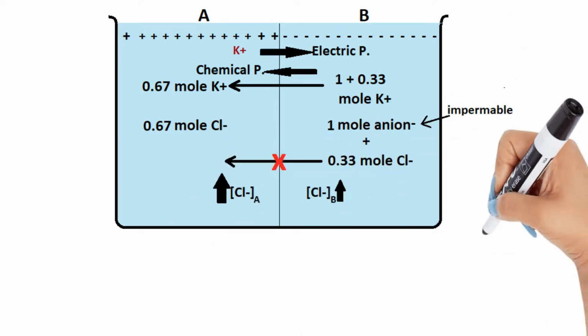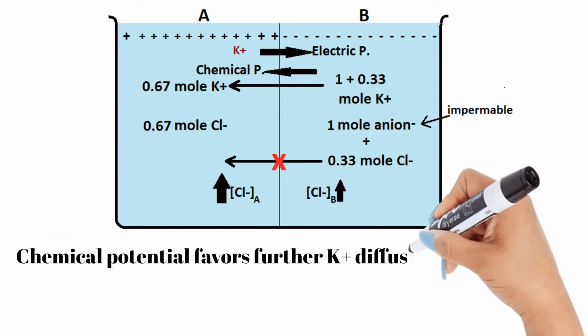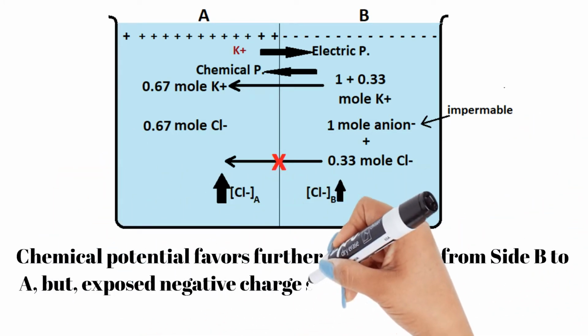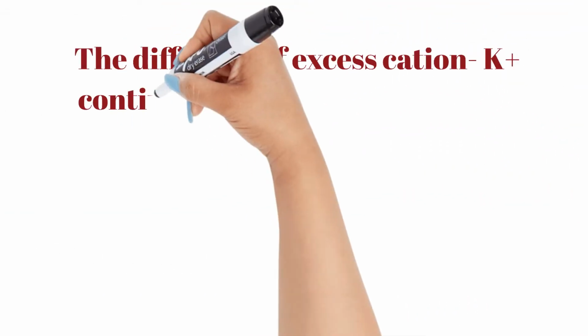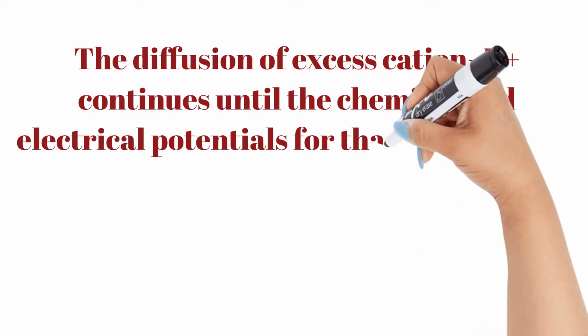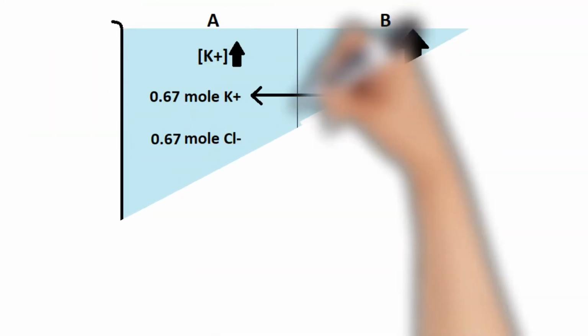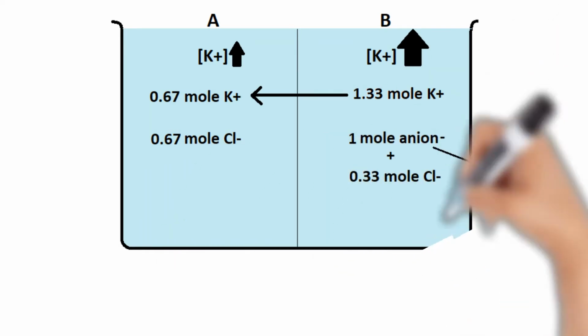Essentially, very few K+ ions will have moved from side B to side A, before it is further prevented. Thus, electrical and chemical potentials will become equal and opposite at equilibrium, and the side having impermeable anion will continue to have a slight excess of cations.